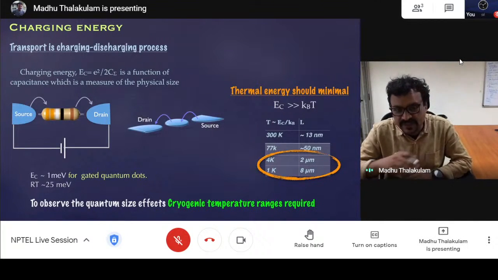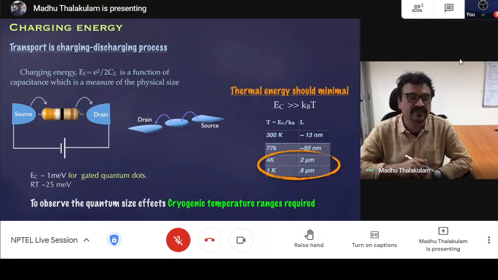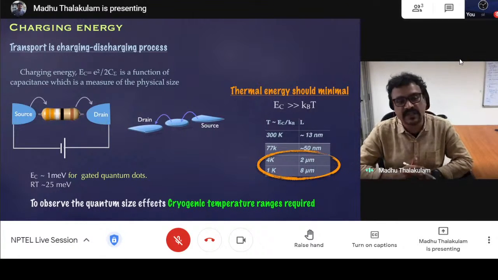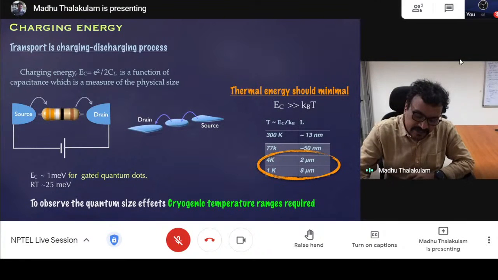So the transport is a sequence of these two processes, which I have represented here. You have a small region in case of a quantum dot, or you have a large object in case of a classical device such as a resistor, and you have an electron jumping onto the dot from the source side and then jumping off to the drain from the dot.